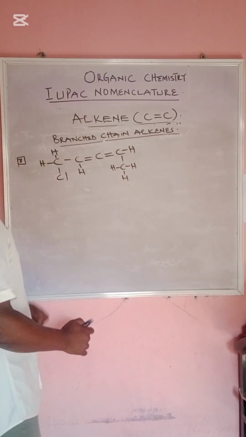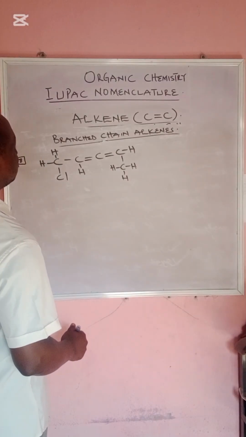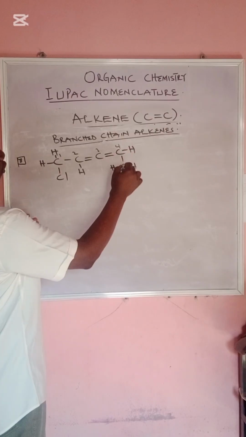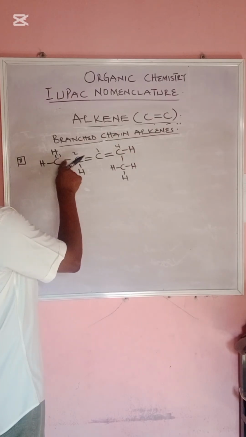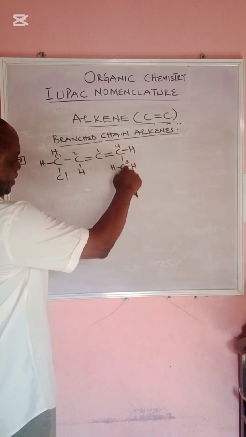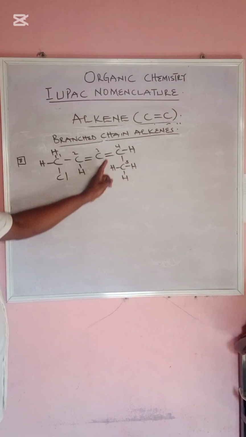So we have to name this. So we start from left to right, 3, 4. You can see 1, 2, 3, 4, 5. It is straight. So it's not branched, still straight. Please take note of that.